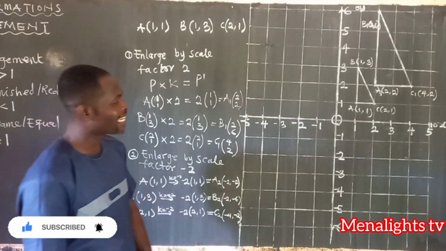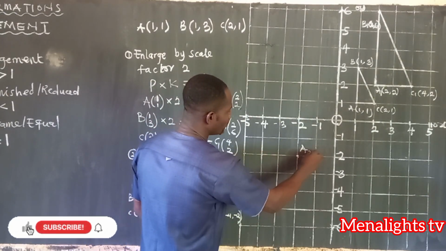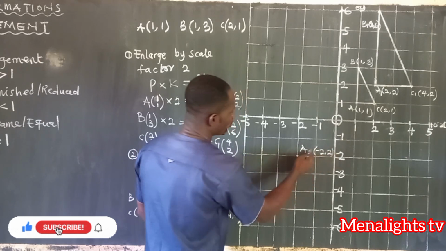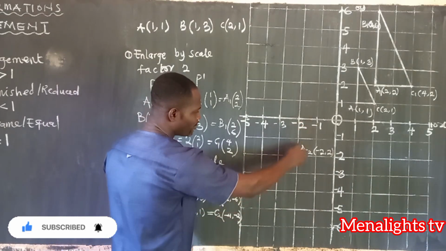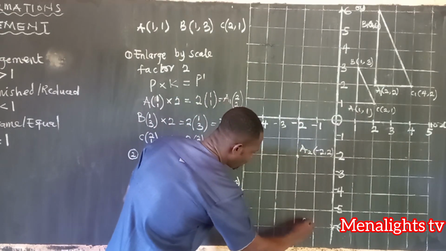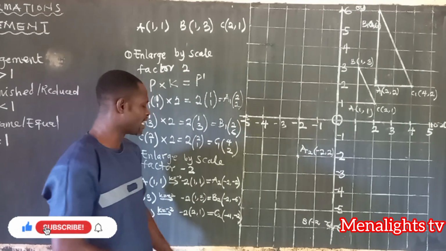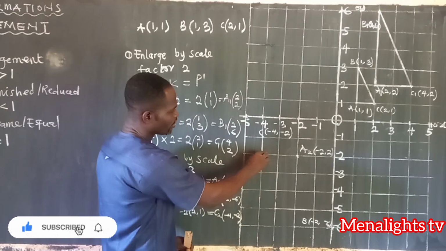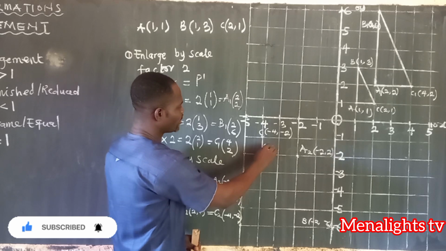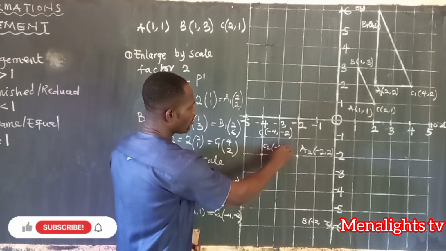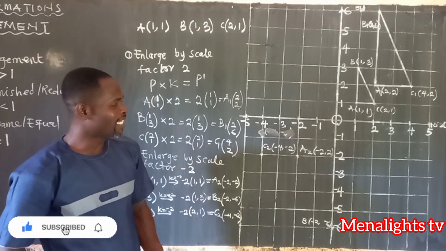So the first one, A, -2, -2. We have the A here, where the two are meeting. Then we have our B, -2, -6. We have it here. Then C, -4, -2. This is where it's located. We have it here, not here. So we join to see what is formed.